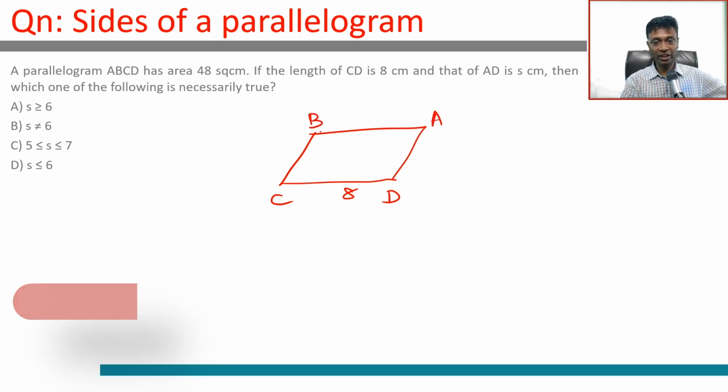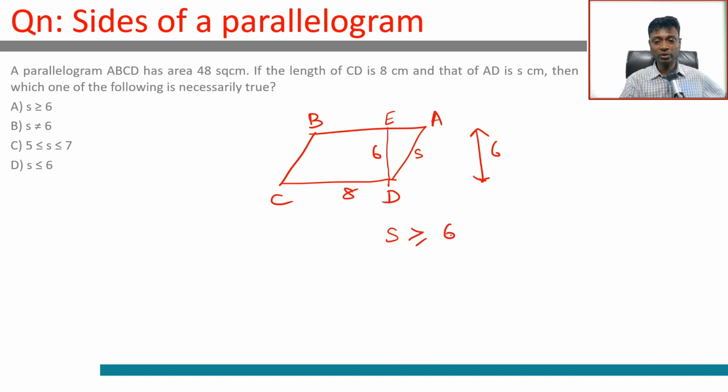ABCD. CD is 8. Our AD measures S. The height here is 6 centimeters. So this height is 6. Then which one of the following is necessarily true? See, this is a right triangle with 6 as the height and S as the hypotenuse. So S is greater than or equal to 6. That we know for sure. It cannot be less than 6. So this works. Not equal to 6, we cannot say.